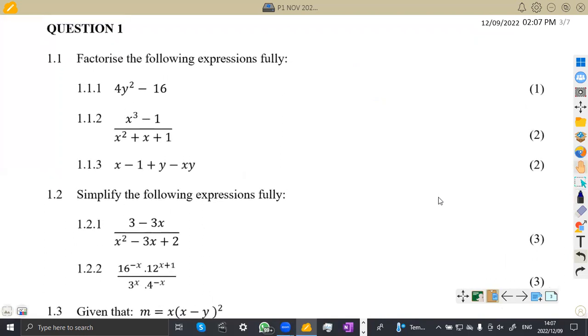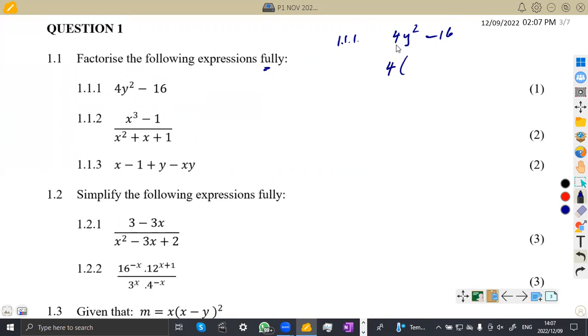All right, so we are given on question number 1, to factorize the following expressions fully. So take note, this is fully factorized. All right, so let's see 1.1.1 where we are given 4y squared minus 16. So the first thing to cross-check is whether we have any common term there between 4 and 16. Yeah, 4 is the highest common factor. So that means we can factor out 4.